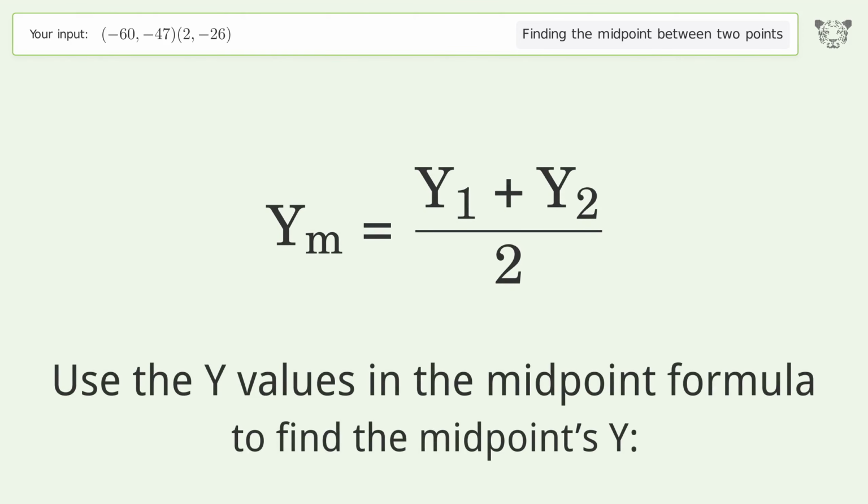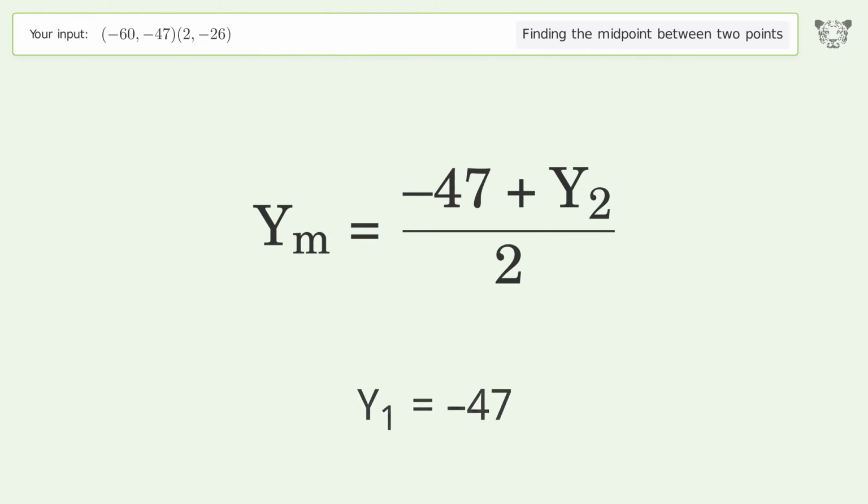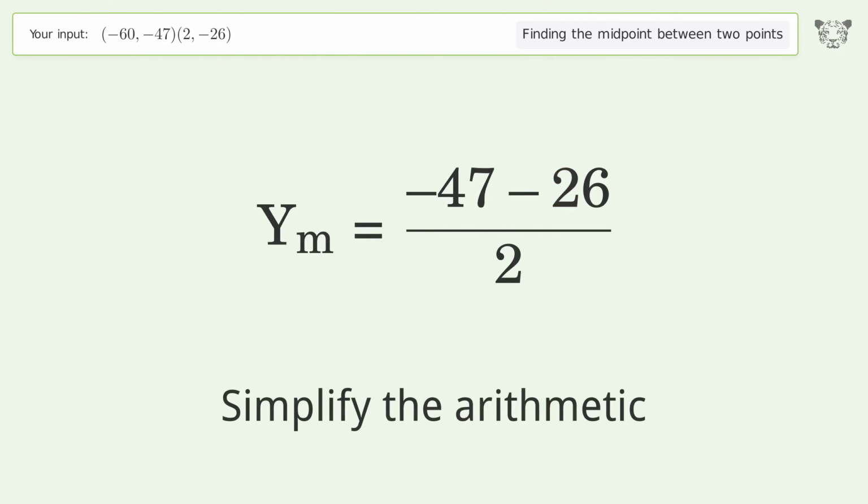Use the y values in the midpoint formula to find the midpoints y. y1 equals -47. y2 equals -26. Simplify the arithmetic.